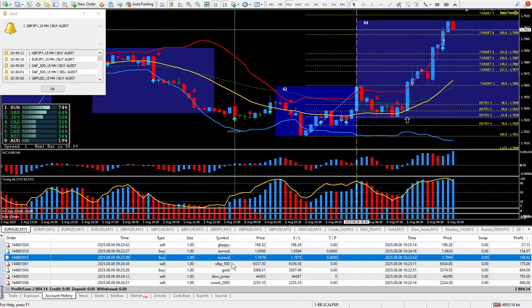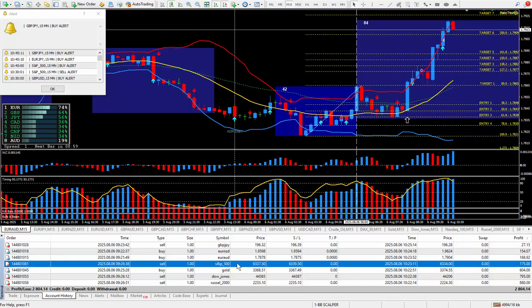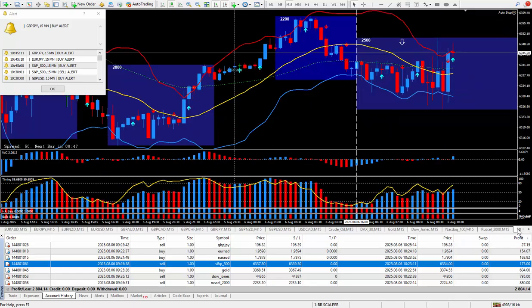Okay, moving on to the futures now, and the indexes. They move a lot more and pay a lot more, as you can clearly see. S&P 500, let's pull that up.